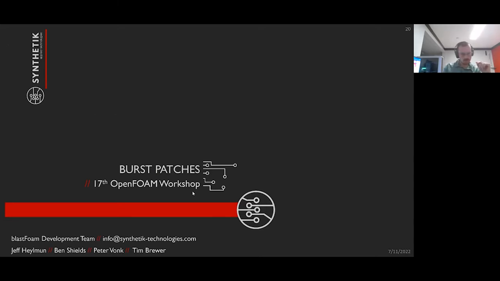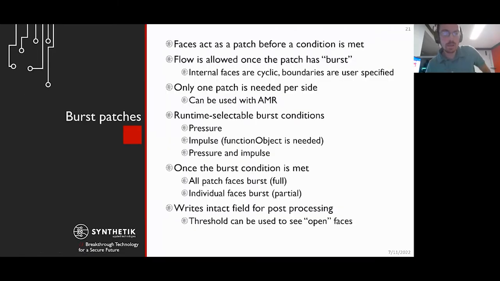Okay, so then now to the burst patches. So the burst patches, basically, they act as a patch before some condition is met, and then after that condition is met, they quote unquote burst, and flow is allowed to go through that patch, or the patch type changes. So slightly different than the pressure activated baffle, which uses the cyclic ACMI patches. You only need one patch per side, so you don't have to define multiple patches. You don't have to define a cyclic patch and a wall patch. It's only one, and then it transitions.